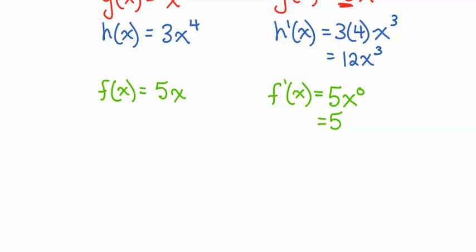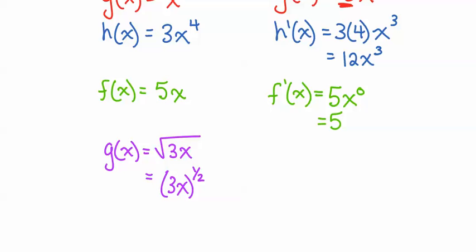Okay, awesome. Taking this a step farther, let's say we had g of x equals the square root of 3x. Remember, we can turn square roots into fractional exponents. So instead of the square root of 3x, it's actually 3x to the power of a half. Okay, time out. Let's actually just do the square root of x for now.